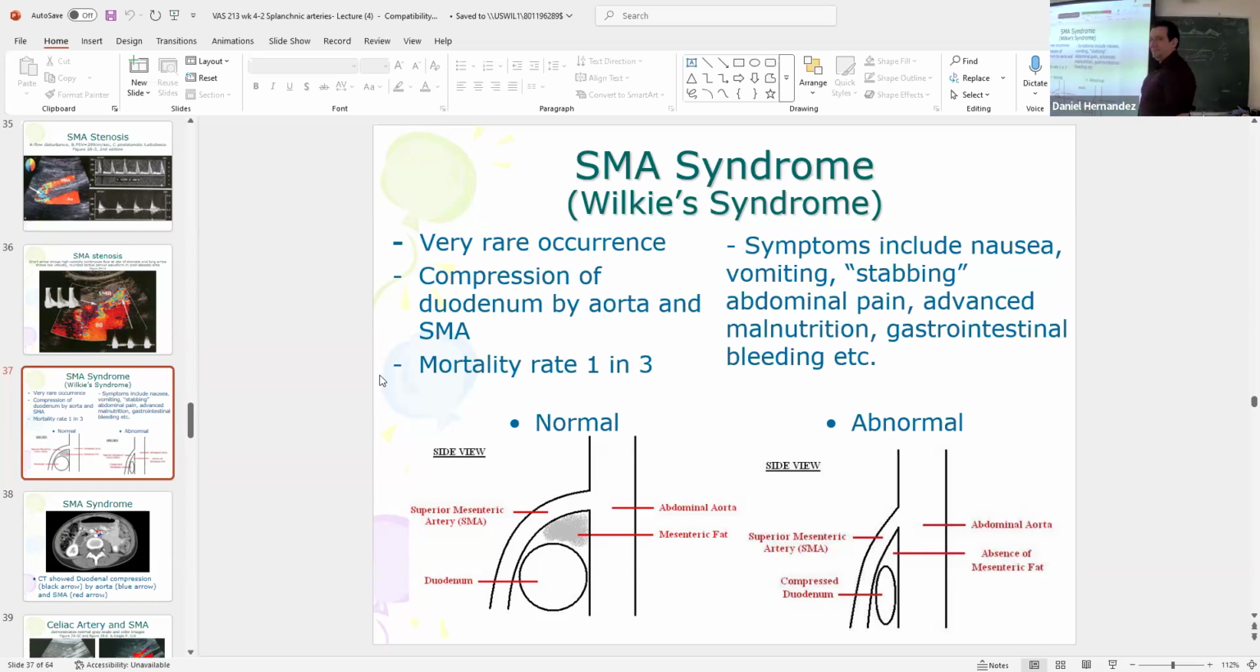It's weird that the SMA has enough, like, I don't know, pressure or whatever to compress the duodenum. Yeah. I wouldn't have thought that. Maybe it's not like the SMA itself, the weight of the SMA. It's more like everything else that's there to keep it from being compressed. I don't know.